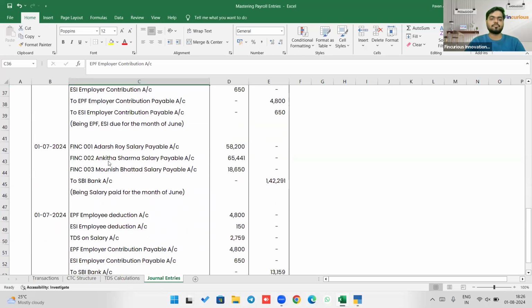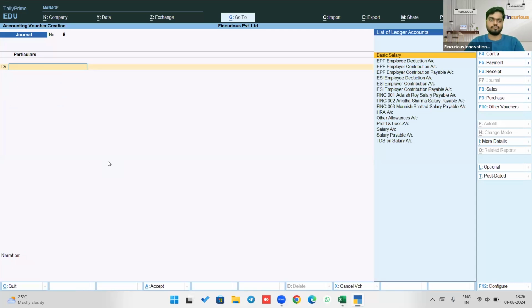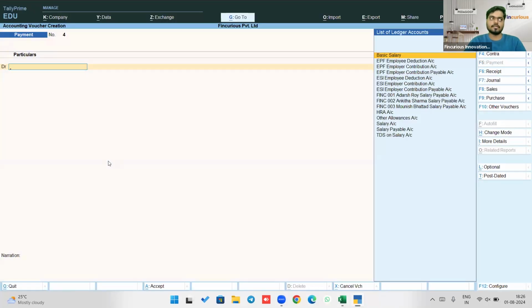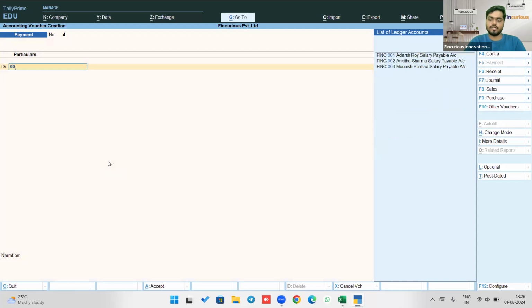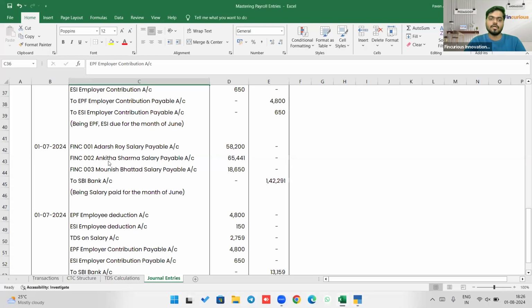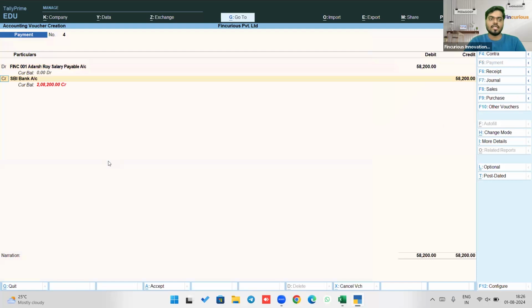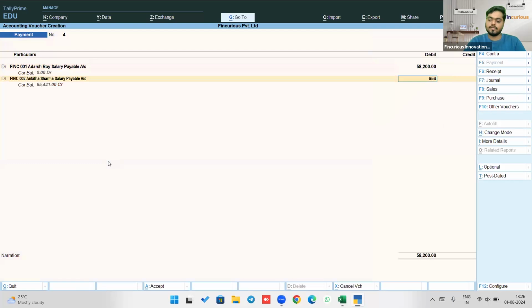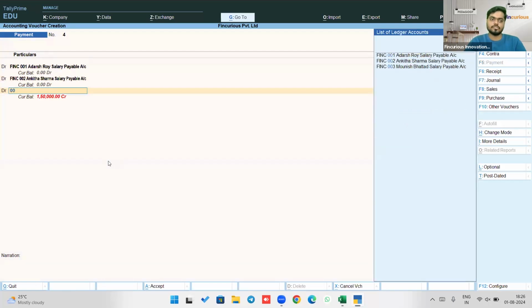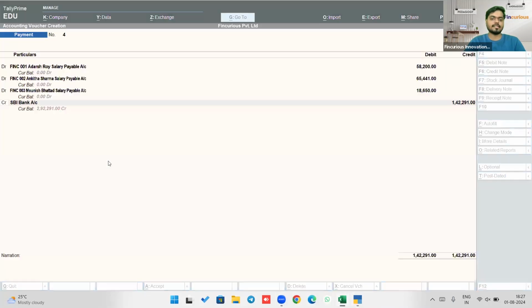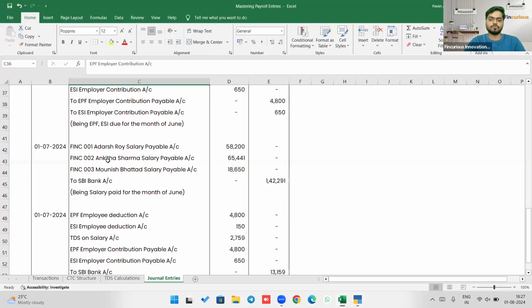Now we need to pass the payment entries on the same 1st of July itself. So for payment entries, I go back to F5 voucher. In F5 voucher, I'll pass all the payable entries. So 001 is Adarsh Roy salary payable account. How much do I need to pay? 58,200. And then debit 002 Ankita Sharma, that is 65,441. Then debit 003 Maunish Bhattad, that is 18,650. Credit SBI bank account 142,291.